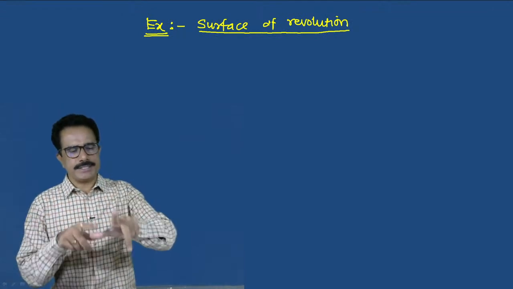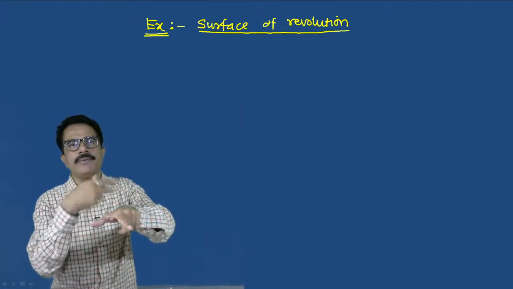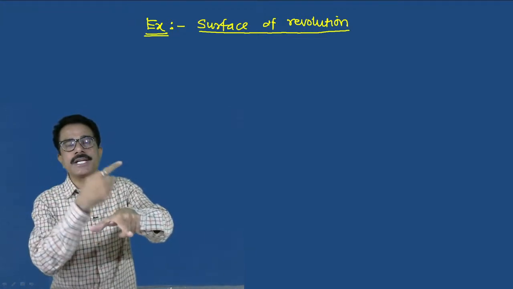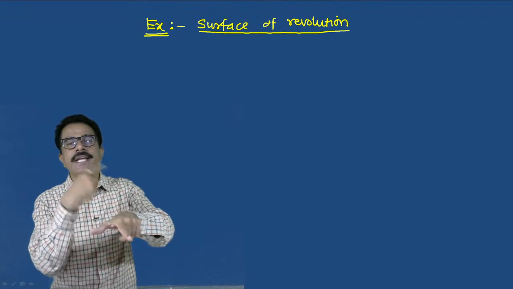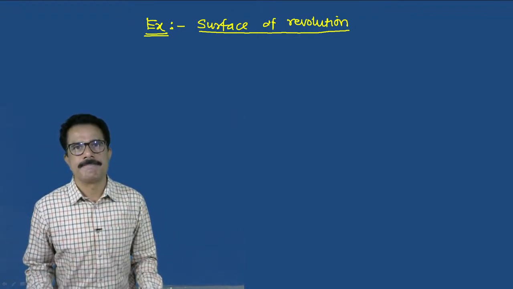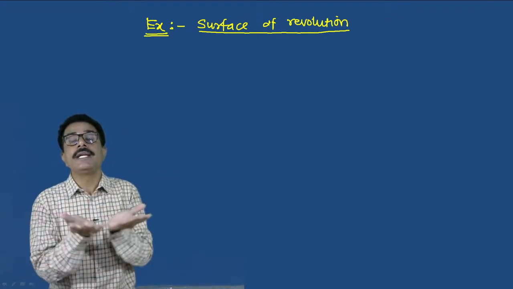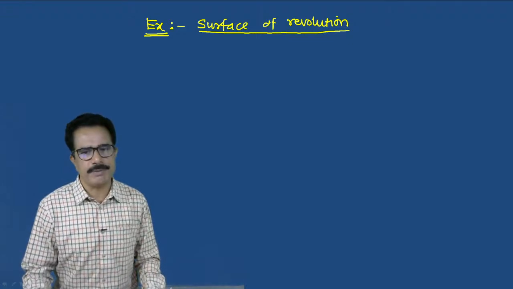Suppose that this is the x-axis, this is the y-axis, and this is the z-axis. Now, a surface of revolution: if any curve is revolving around the z-axis, then we get a surface. See this, I shall explain this concept.